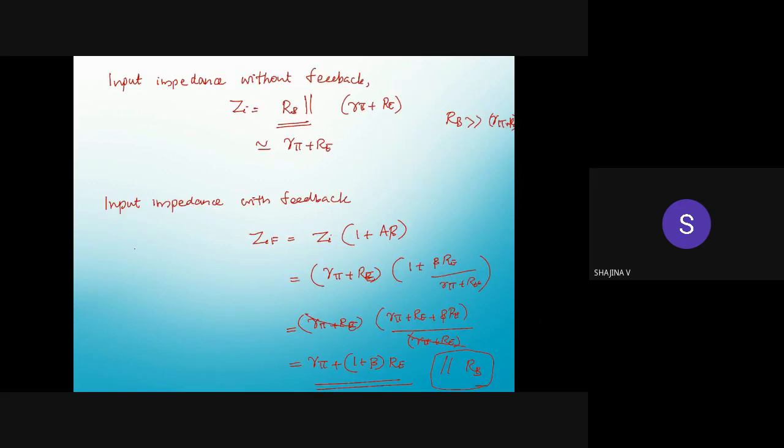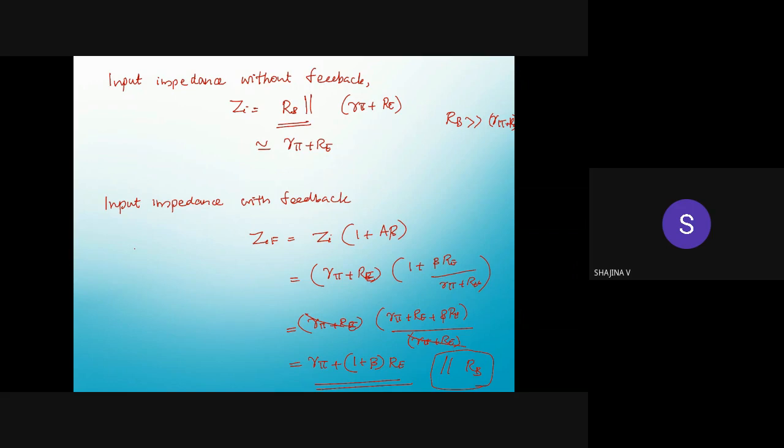Since it is current series feedback, as you know, input impedance will increase with the feedback by a factor of 1 plus A beta. So input impedance without feedback is actually R pi plus RE. That is the approximation, right? Actually, the bias resistance RB is also there in parallel. So we are considering RB much larger compared to R pi plus RE, so that we can approximate input impedance without feedback to R pi plus RE. Okay. So with the feedback is ZI into 1 plus A beta.